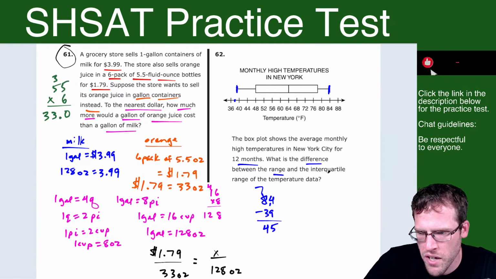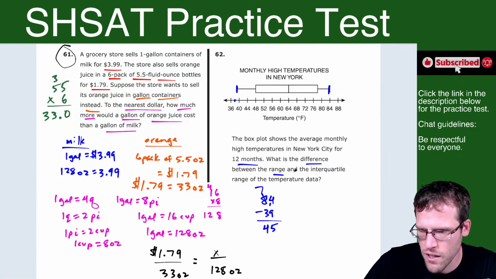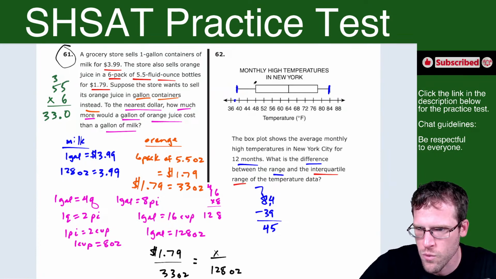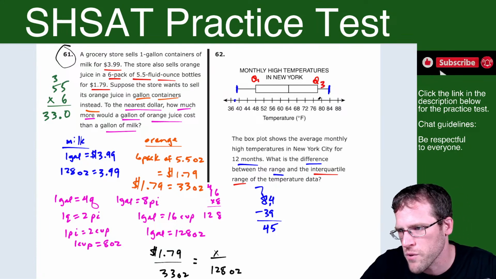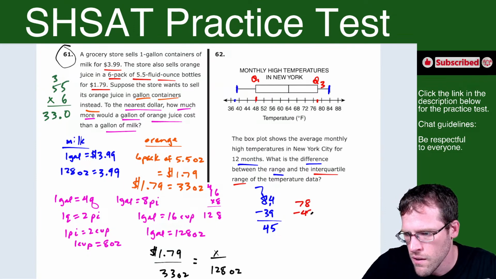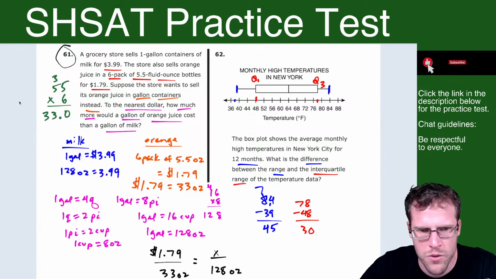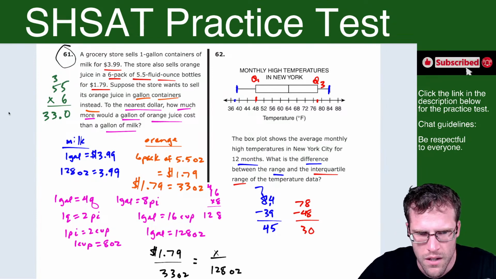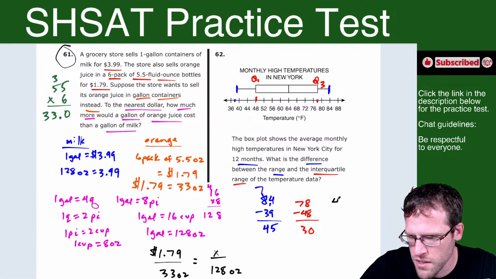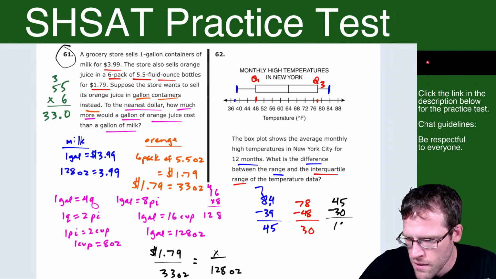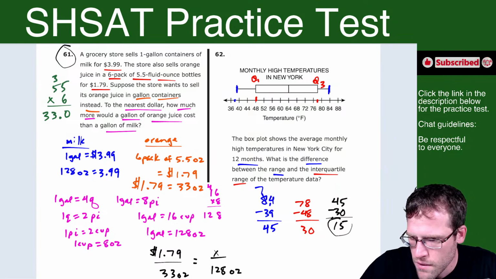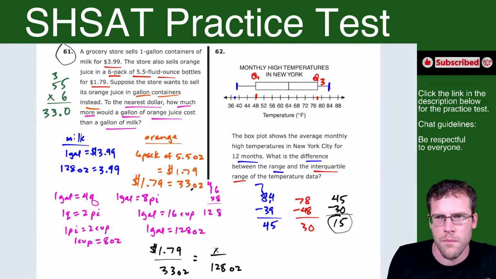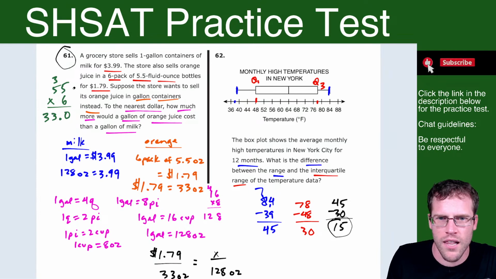What is the difference between the range and the interquartile range? So the interquartile range is the difference between Q3 and Q1. So this is Q1 over here, and this is Q3. This one's a little bit more straightforward. So that'd be from 78 to 48, and that's 30. So now the difference between those two is 15. All right, that one is much more direct. Okay, so there we go, 15. But 61, I'm going to come back to.